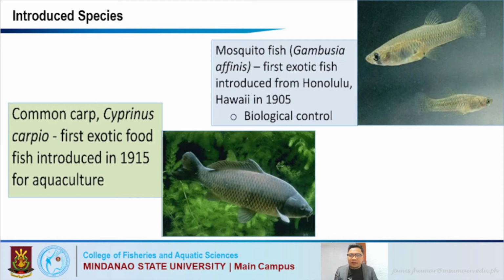And then another introduced species is the common carp, scientifically known as Cyprinus carpio. This is the first exotic food fish introduced in 1915 for aquaculture. So take note of that. The very first aquaculture species introduced in 1915 for aquaculture was the common carp, scientifically known as Cyprinus carpio.